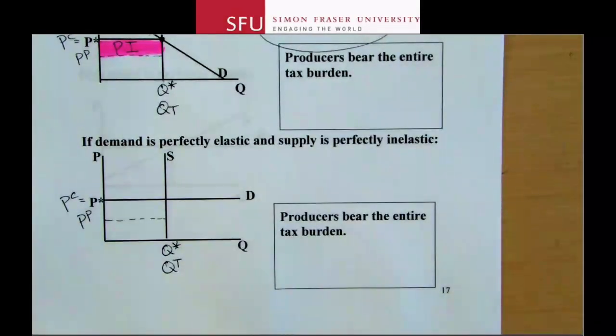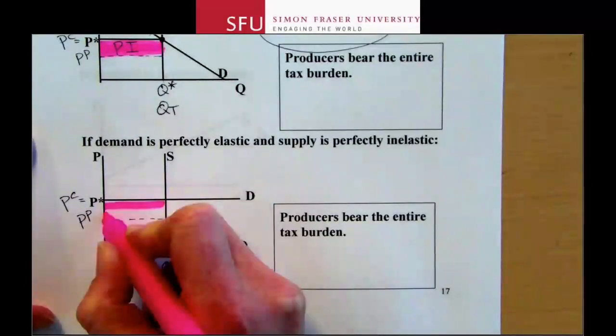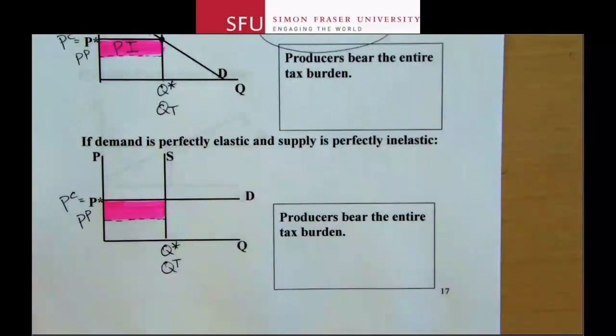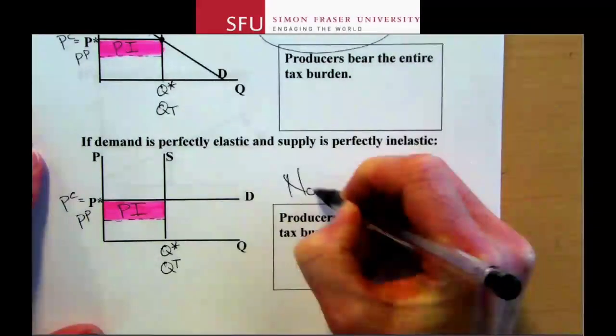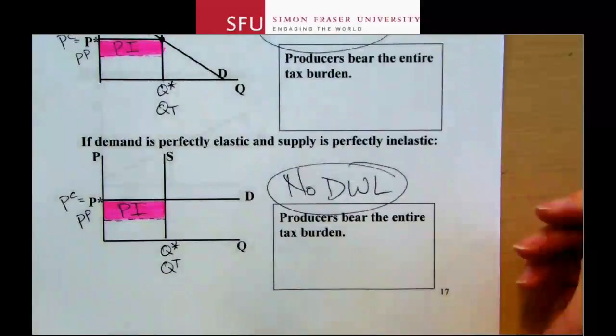All right, so this will all be producer incidence. And again, no deadweight loss because the quantity has not changed.